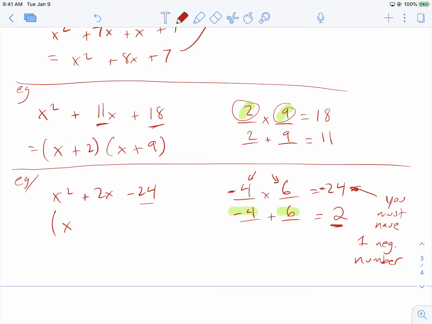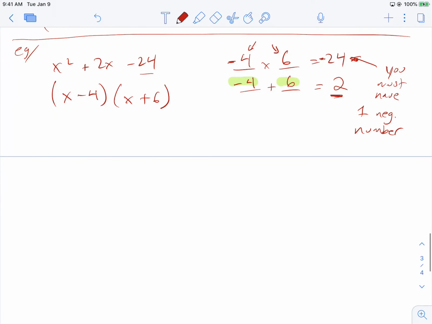So we're going to have x. Our first magic number is minus 4. Our next magic number is positive 6. Excellent. So let's walk through another example of that.